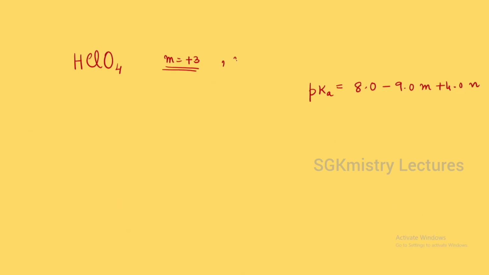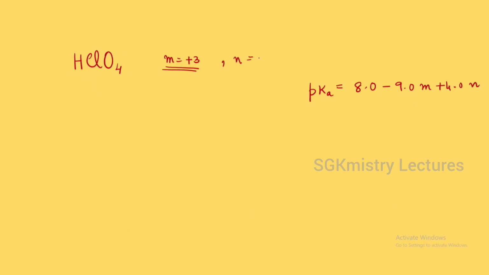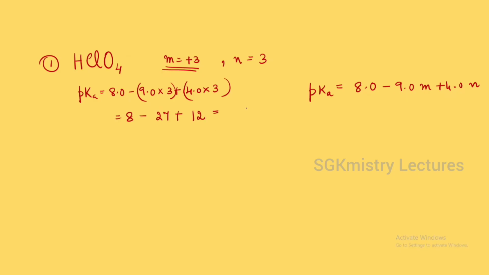Now we also have N. N value is nothing but the number of non-hydroxyl oxygen atoms. It is very clear in the structure: there are 3 such oxygen atoms. So N is equal to 3. Now let us substitute this in the formula. pKa is equal to 8.0 minus 9.0 into 3 plus 4.0 into 3. So 8 minus 9 into 3 is 27, plus 4 into 3 is 12, which gives you the value -7. Now, next, let us calculate for HClO3.